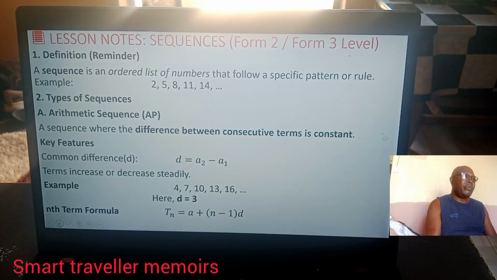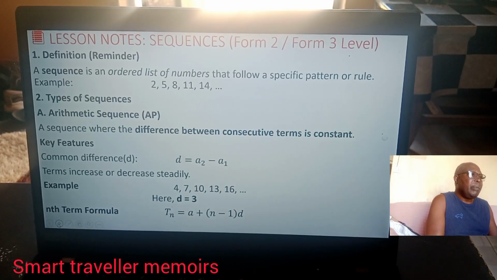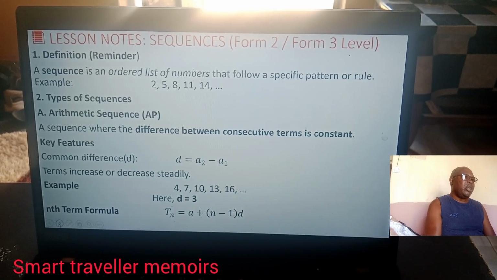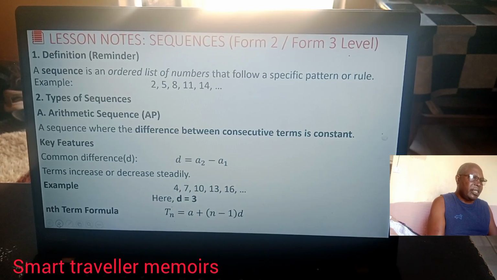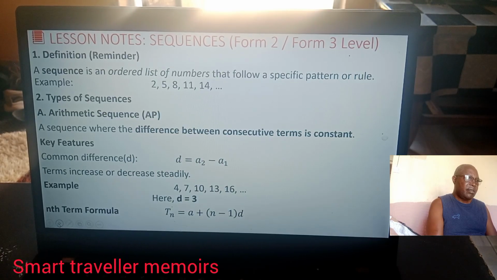Number 2, types of sequences. We have arithmetic sequence, abbreviated AP. This is a sequence where the difference between consecutive terms is constant. The key feature of an arithmetic sequence is the common difference, D, and D is given by subtracting consecutive terms, that is A2 minus A1.